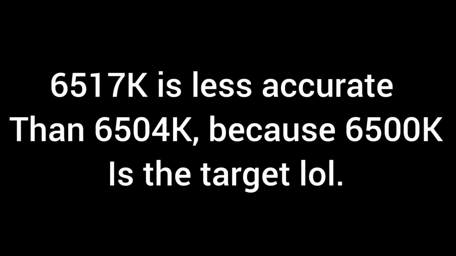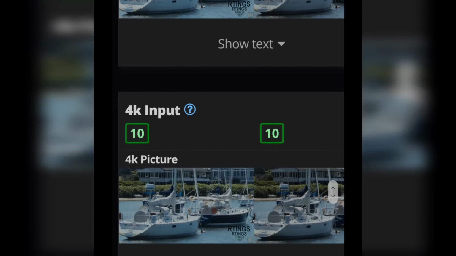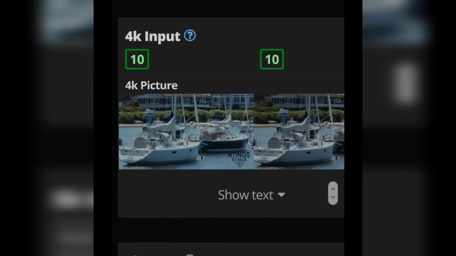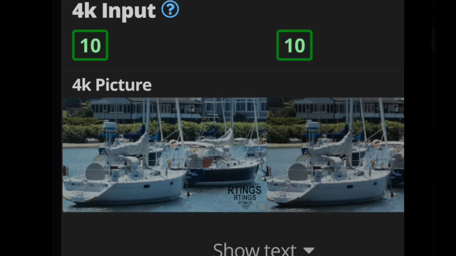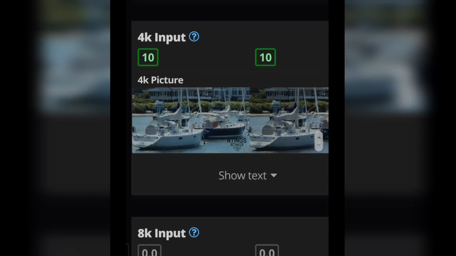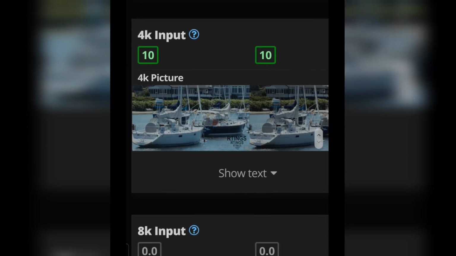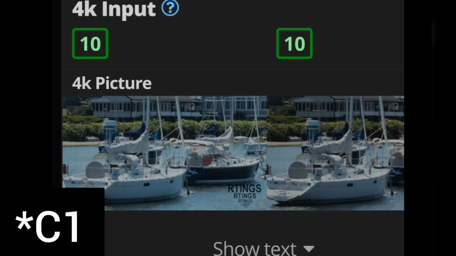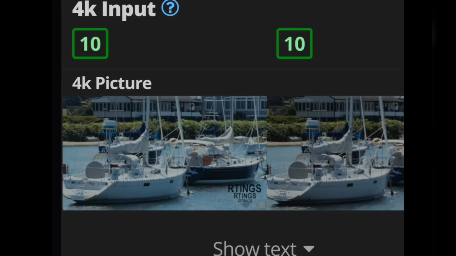Go down to the input. I like to use the 4K image because it's the highest resolution, and just compare it side by side. Take a good hard look. If you look at the boat, you'll notice there is more blue on the left on the Sony A80J. You look to the right on the LG C1, it is more accurate. It's closer to what we'd see with our real eye.